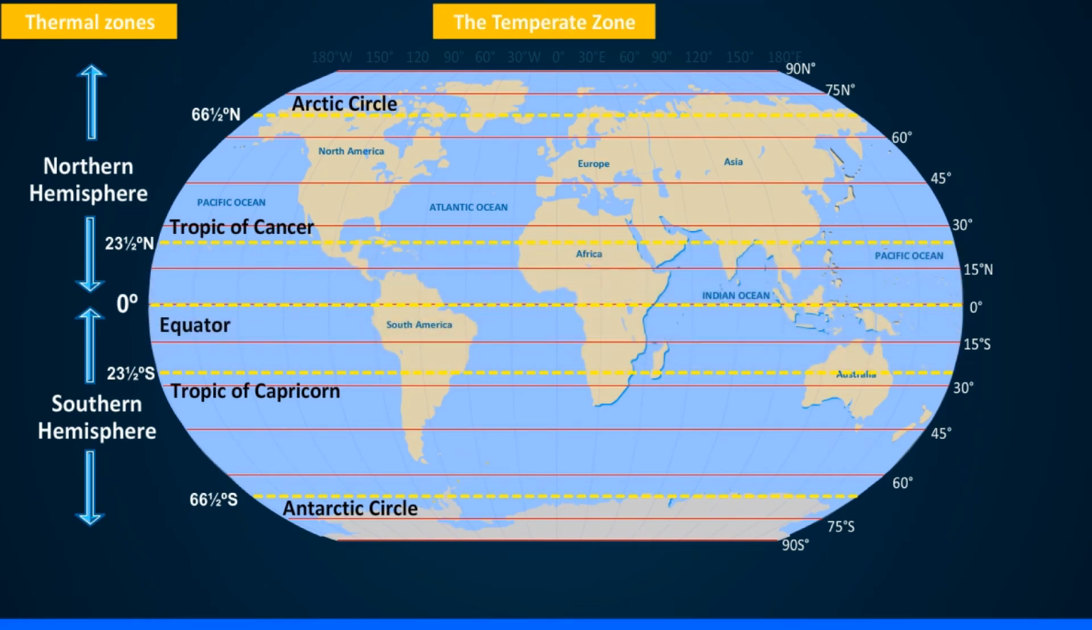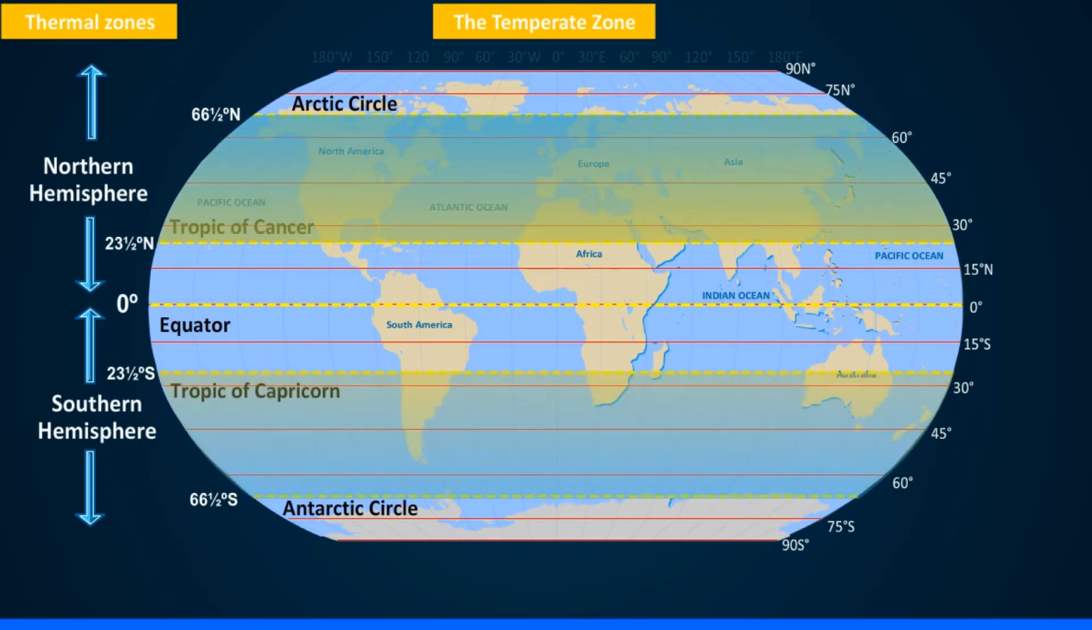The temperate zone is the area between the Tropic of Cancer and the Arctic Circle in the north, and that between the Tropic of Capricorn and the Antarctic Circle in the south. Here, the sun is never overhead. Its rays are slanting, so enough heat does not reach this area. Therefore, this zone experiences a moderate range of temperature.